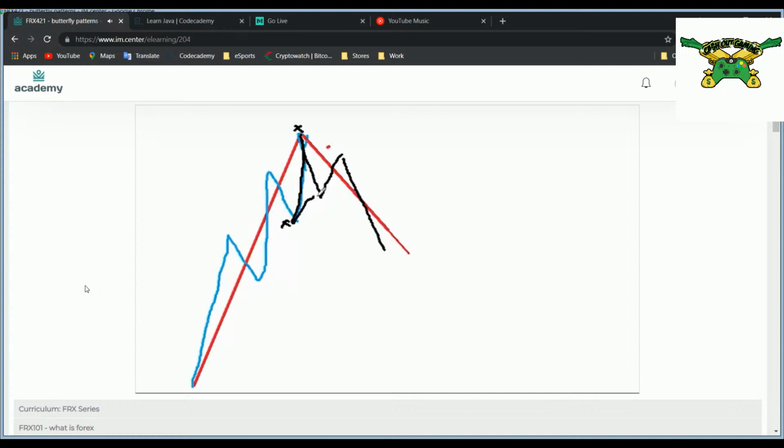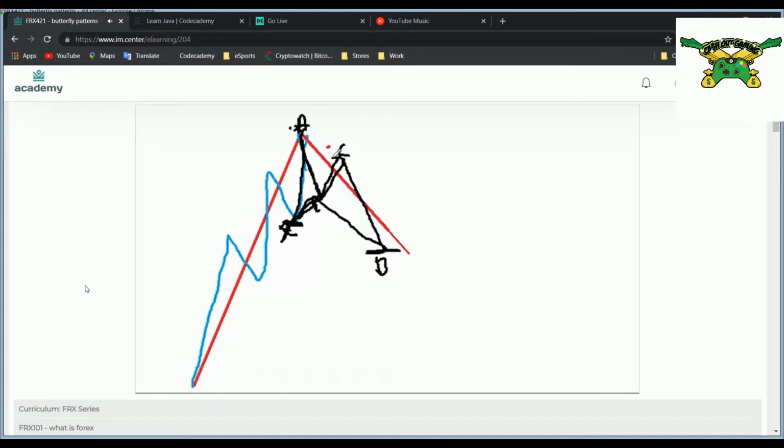This is where the butterfly pattern comes into play, because we have the extension from X, A, B, C, D, and this being the D point. Sorry, this is the X point here. This is the A point. B, C, D. This would be the extension from the swing low on the prior market swing to highs down. So from here to high down, that's that 786 retracement.